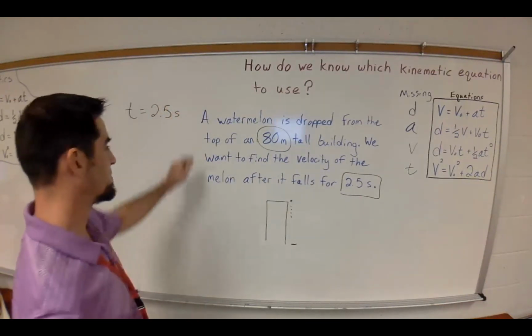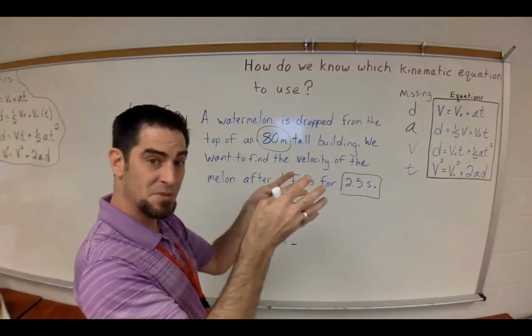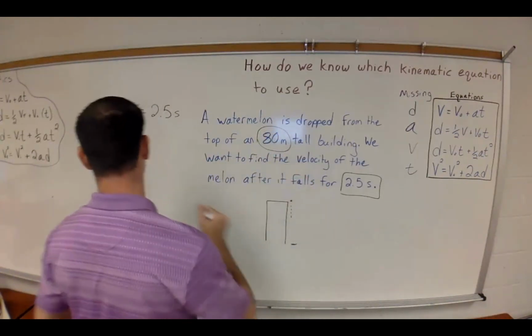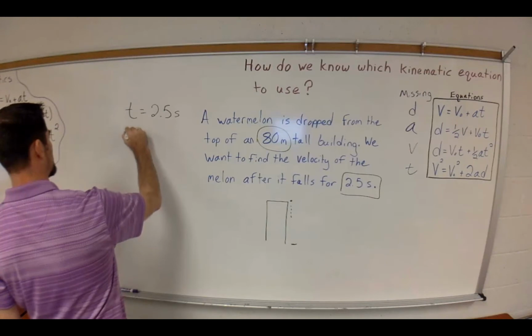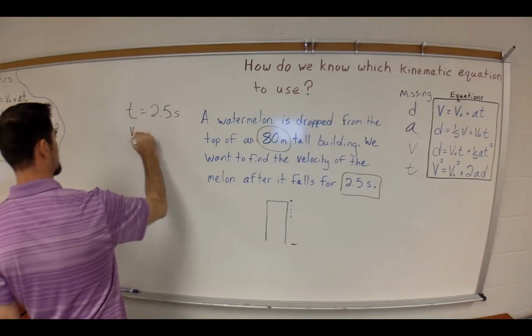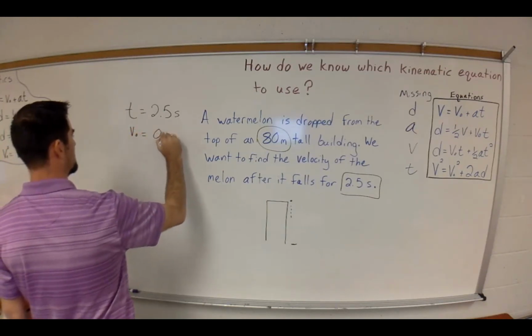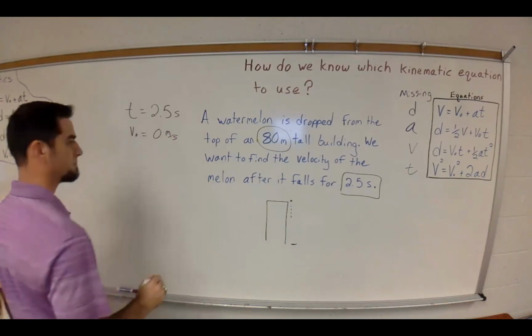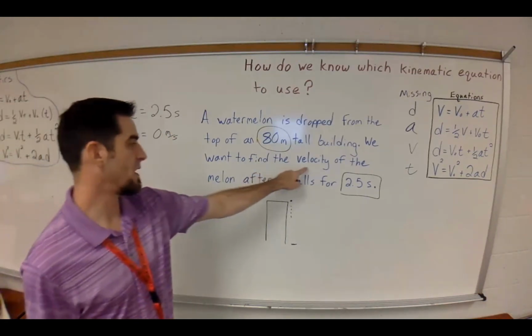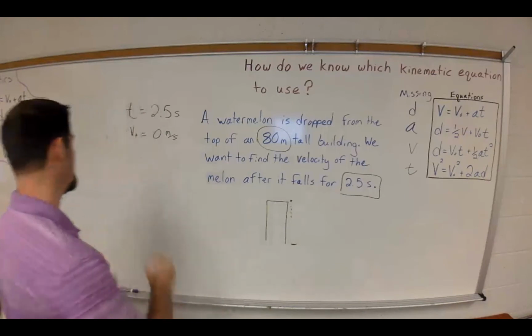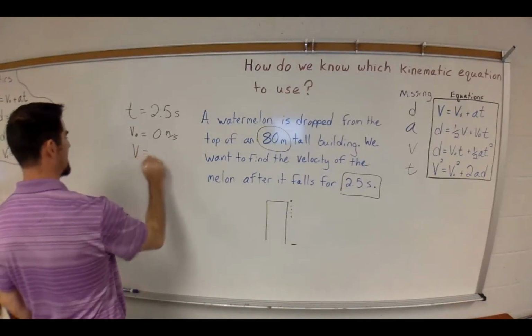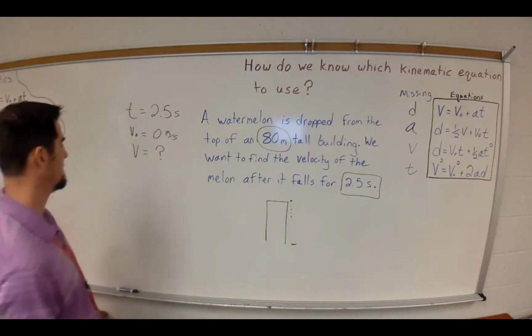We know that it was dropped. So dropped means it started from 0. So our initial velocity is 0 meters per second. We want to find the velocity after the time. So our velocity is what we want to find.